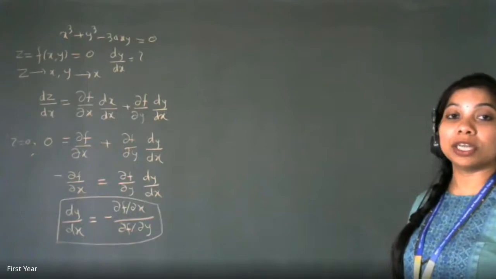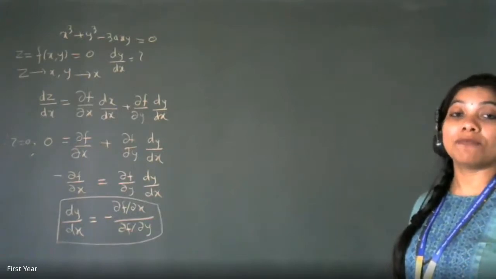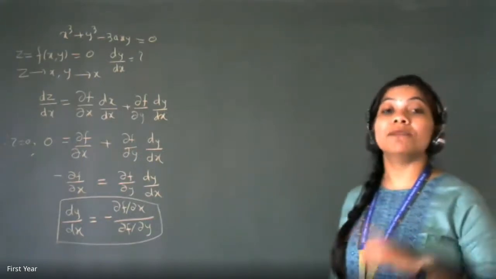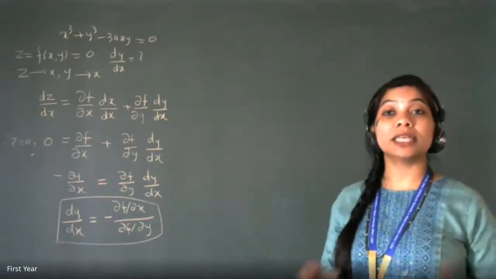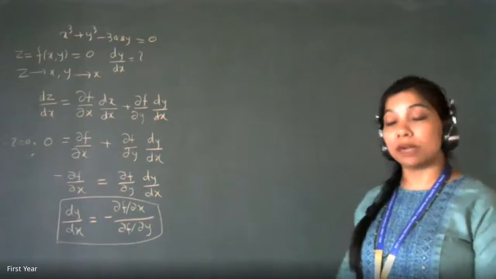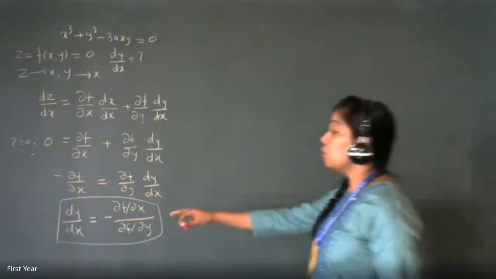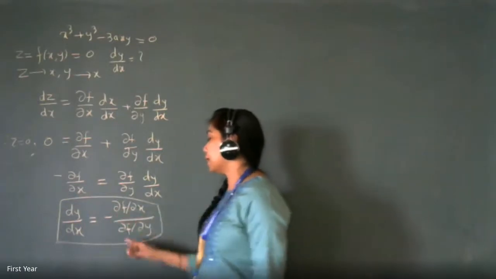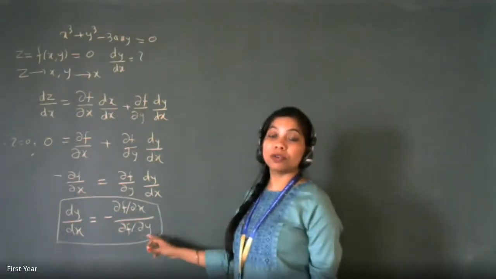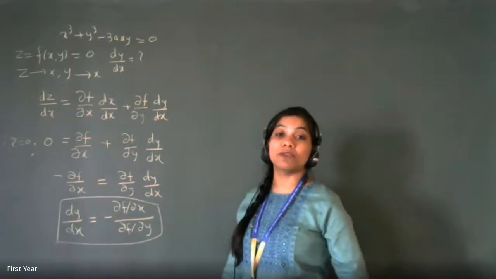So what are the major things that you should understand? First of all, f of x, y should be equal to 0. If it is not equal to 0, get everything on one side and make it f of x, y equal to 0. That will be the function f. And then if you want to find dy by dx, it will be equal to minus del f by del x upon del f by del y. Such types of questions are given in the MCQ also.